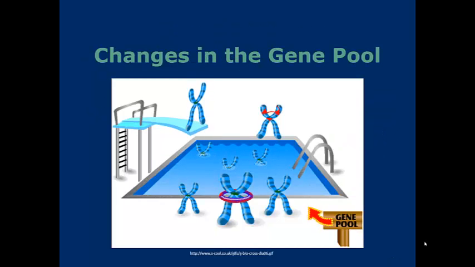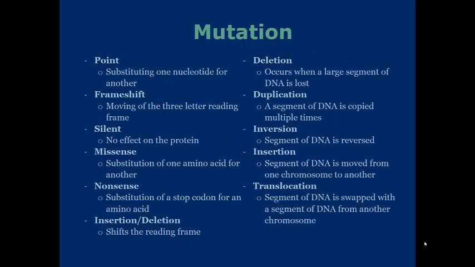Now that we've talked about some fundamentals, let's go into changes in the gene pool. One of the most common ways that the gene pool changes is via mutation. There are different kinds. Point mutations are simply when one nucleotide is substituted for another. Frameshift is when three-letter reading frames are moved. A silent mutation is one in which there is no effect on the transcribed protein. However, an accumulation of silent mutations can lead to changes in the future.